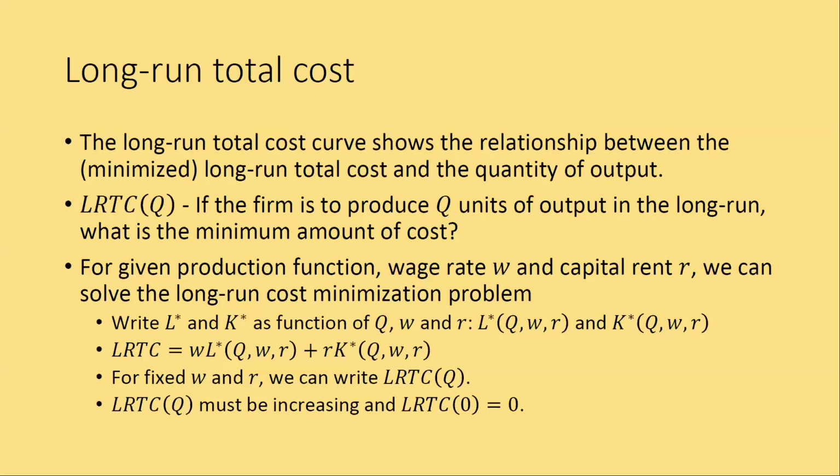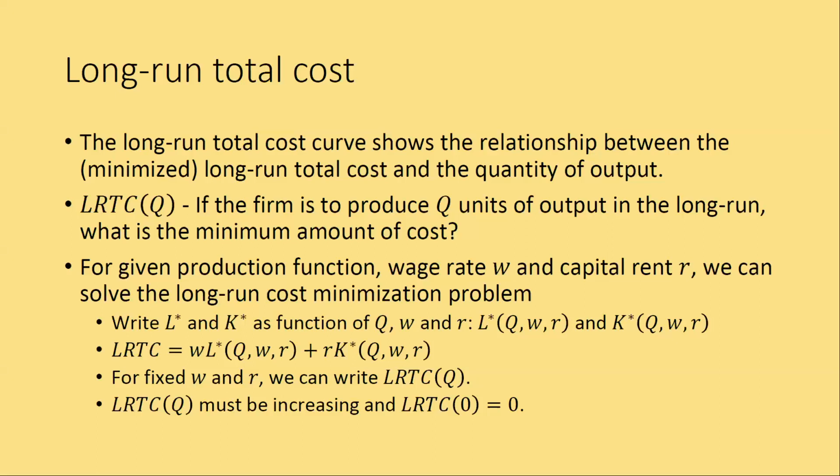So our long run total cost is W times L star, which depends on Q, W, and R, plus R times K star, which again depends on Q, W, and R. If we look at fixed values of W and R, we can see that this long run total cost simply changes when Q changes. So we can write this as a function of Q. This is the long-run total cost function, and the graph it corresponds to is our long-run total cost curve. This is the idea of how we derive this concept from our cost minimization problem.